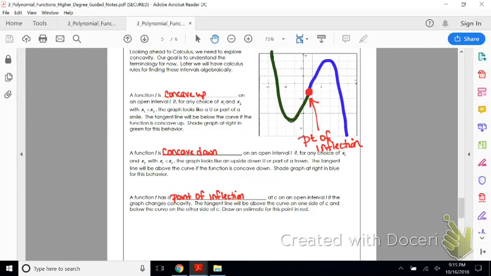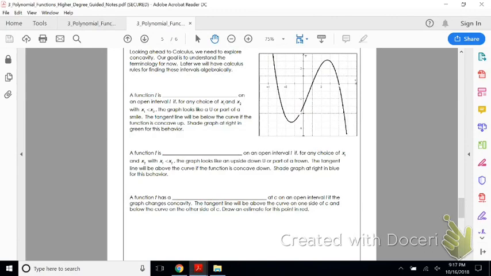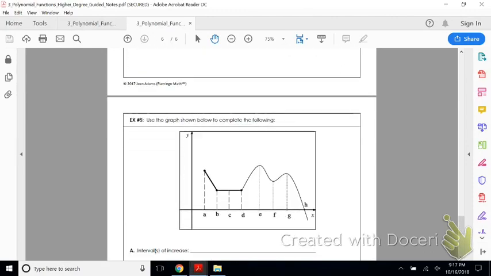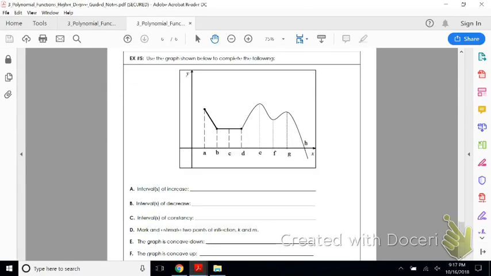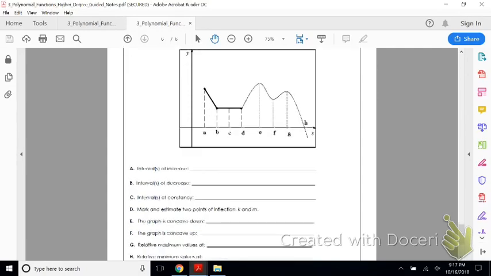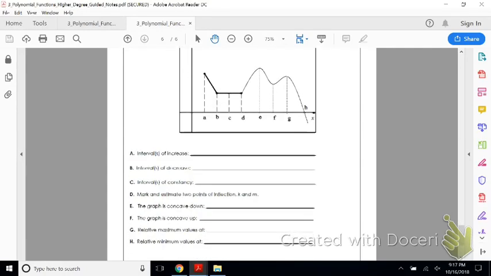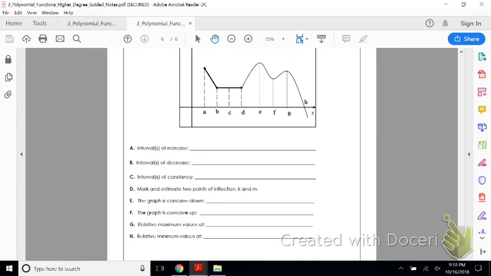Alright, so let's check out some more stuff. It says use the graph shown below to complete the following. I can squeeze it up here enough to see it all. There we go.